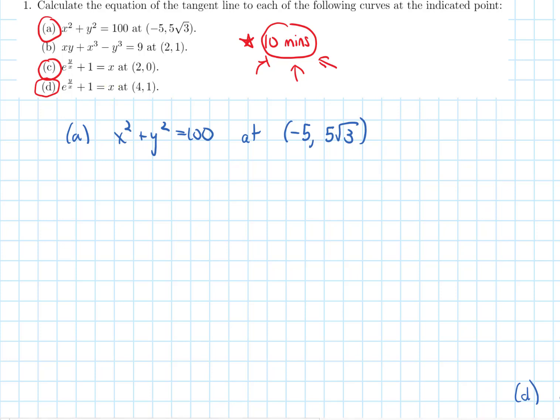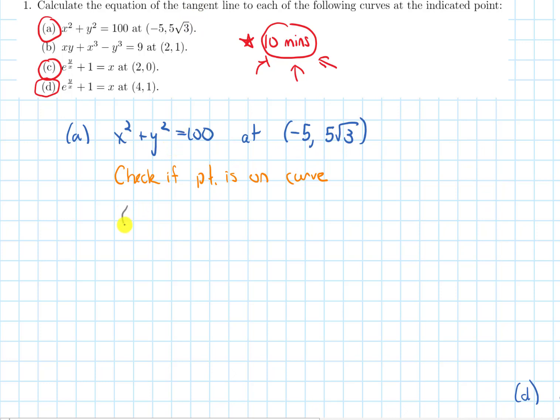So for part A, we have this equation x squared plus y squared equals 100, at this point, negative 5 comma 5 root 3. So I want the equation of the tangent line to that curve at this point. So first, what I should do is check if the point is on the curve. Because if it's not even on the curve, then my derivative would not be defined, and I wouldn't have a tangent line at that point.